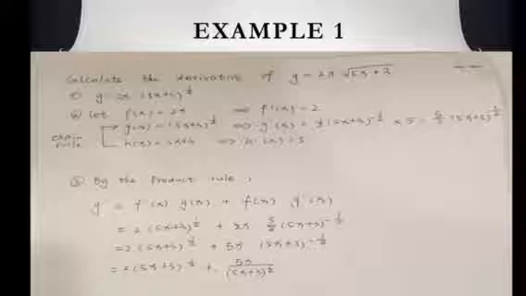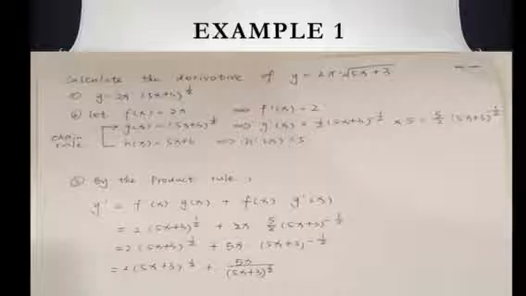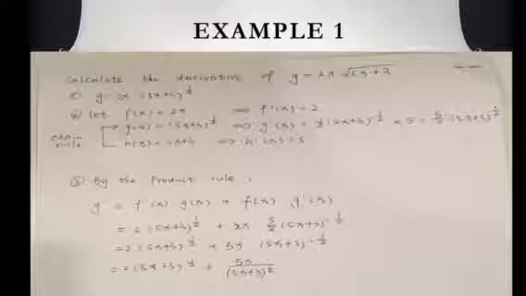To better understand what we've talked about on the last page, let's see an example. Calculate the derivative of y equals 2x times the square root of 5x plus 3. The first step, transform y to 2x times (5x plus 3) to the power of half. Second step, we can see that y is a composite function which includes 2x, 5x plus 3, and the square root of 5x plus 3.